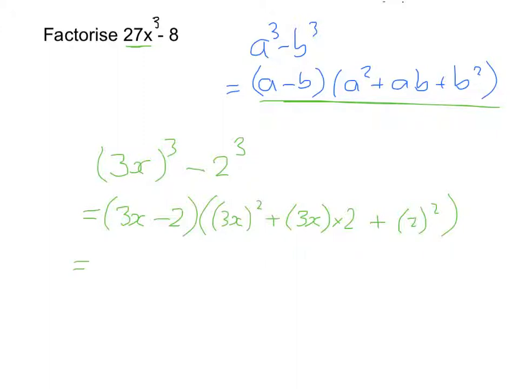So I'll just simplify that second bracket. 3x take 2, and 3 squared is 9. Make sure you square the 3 and the x when you're doing this, so 9x squared plus 3 times 2 is 6x plus 4. And that's the answer to that one. Let's move on to the next question.